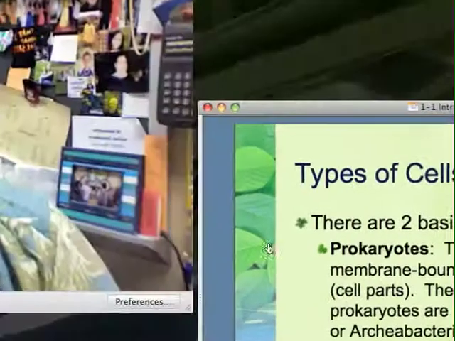Now, let me clear something up because a lot of people get this a little confused. All cells have an outer membrane. Prokaryotes have a nuclear region, but there's not a membrane around the nucleus. Okay? Eukaryotes have a membrane around the nucleus, and there are little structures in the cell that have their own membranes inside the cell. So every cell has that outer membrane, but prokaryotes don't have the membrane around the nucleus, whereas eukaryotes do.